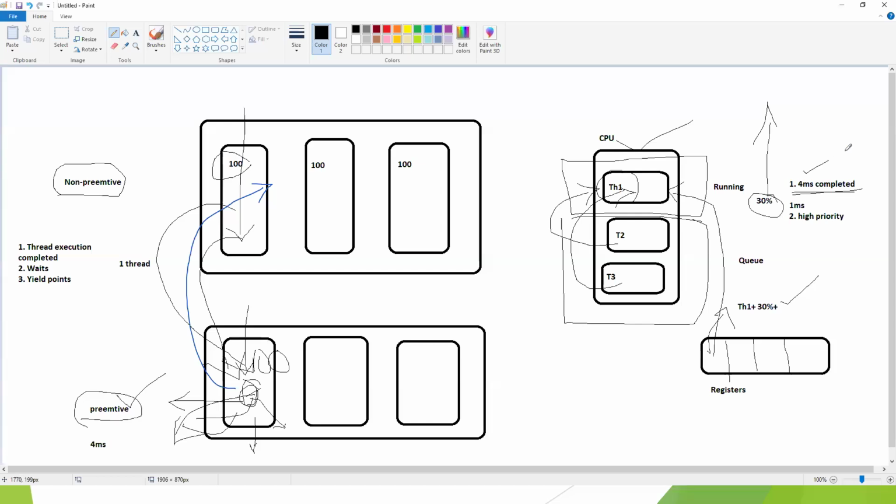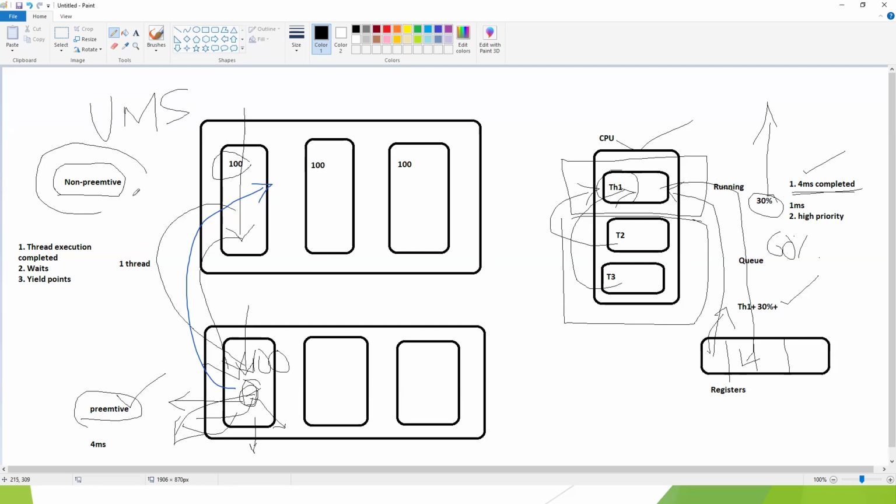Whenever another 4 milliseconds is completed, if the task is only 60% completed, it will again go back and write the context into these registers. This is how a context switch happens. If there are many context switches, there will be high CPU usage. For that reason, we have something called UMS, the user mode scheduler.